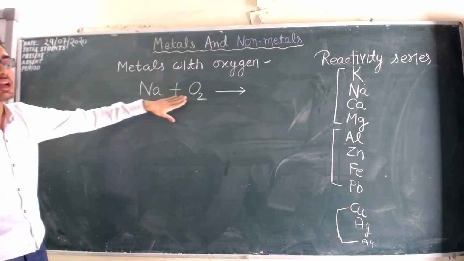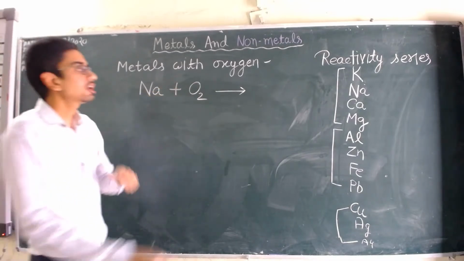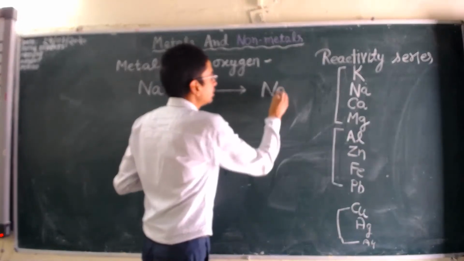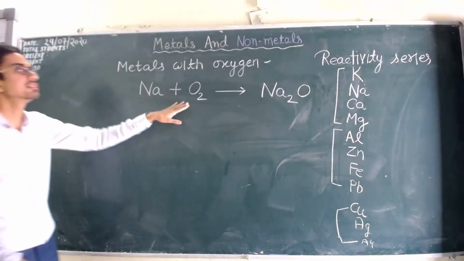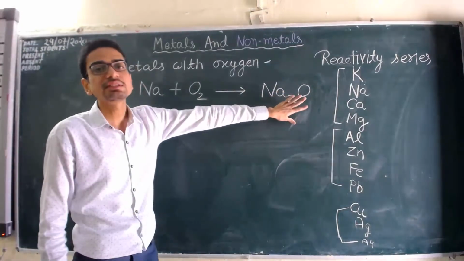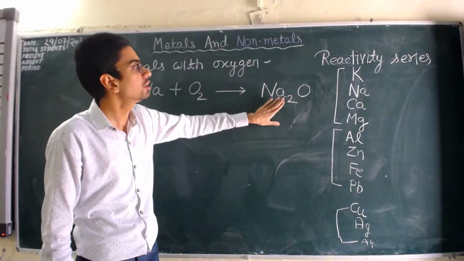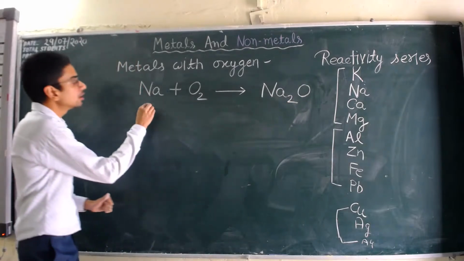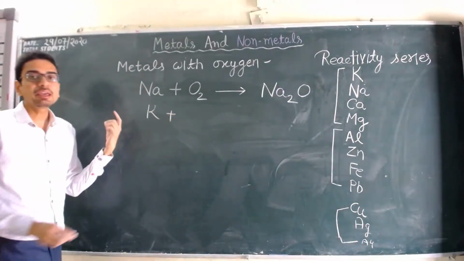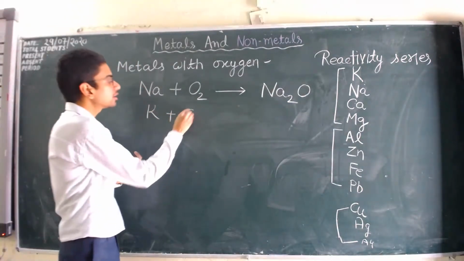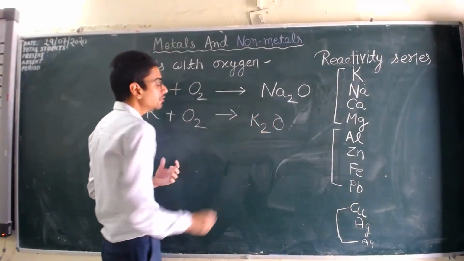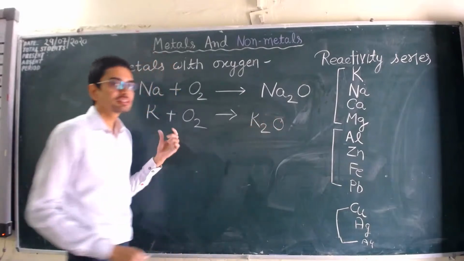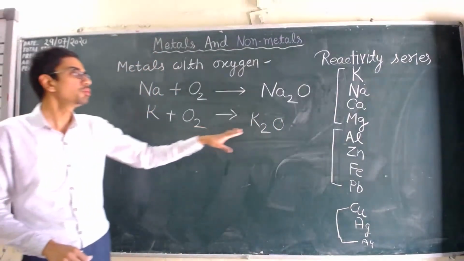So when sodium reacts with oxygen, they start burning. Na2O. Sodium with oxygen makes sodium oxide. Similarly, potassium catches fire in open air because potassium is highly reactive and it reacts with oxygen in the air to burn.